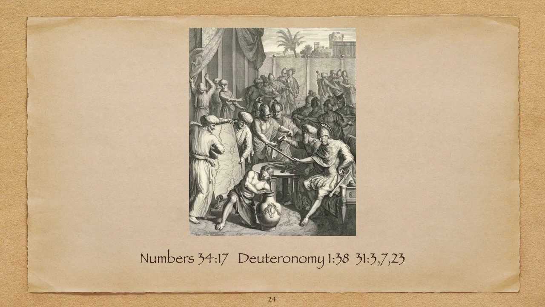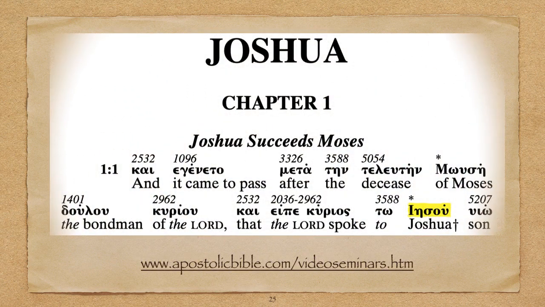In Numbers and Deuteronomy, we're told that Joshua was to be the one to allot the land of Israel to the tribes once they entered into the land of Canaan. Basically, the person of Jesus, or Joshua, was being prepared for leading the people into the land of Canaan.